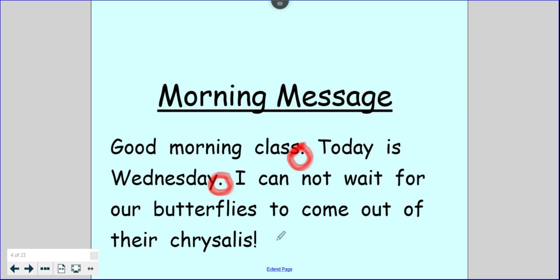What kind of mark does this sentence have? Do you remember what it's called? It's kind of a big word. This is called an exclamation mark. Can you say that with me? Exclamation mark. Do you remember what it means when you see an exclamation mark at the end of a sentence? You're right. It means that it's something exciting. And I am so excited for us to see our butterflies come out of their chrysalis.